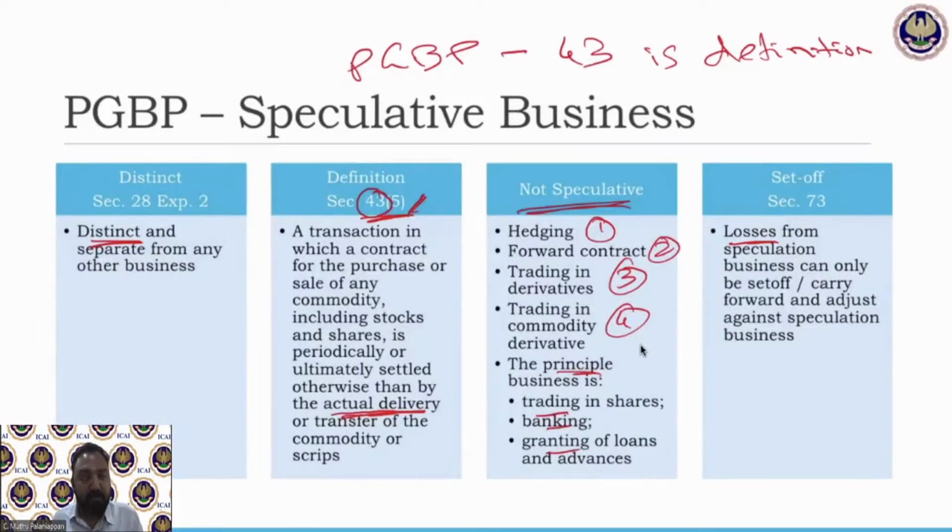What are specified business 35AD? We will cover it in detail in a separate slide. For right now, what you need to understand is whatever income you are receiving from transfer of an asset on which you have claimed deduction under 35AD will be treated under PGBP. 35AD includes specific business where you claim 100% deduction on capital investment.